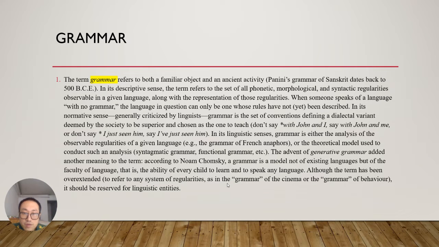In its descriptive sense, the term refers to the set of all phonetic, morphological, and syntactic regularities observable in a given language, along with the representation of those regularities. When someone speaks of a language with no grammar, the language in question can only be one whose rules have not yet been described. In its normative sense, generally criticized by linguists, grammar is the set of conventions defining a dialectical variant deemed by the society to be superior and chosen as the one to teach. Don't say "with John and I," say "with John and me." Or don't say "I just seen him," say "I've just seen him."